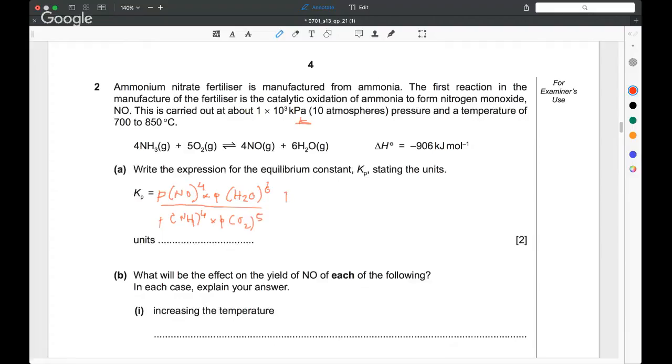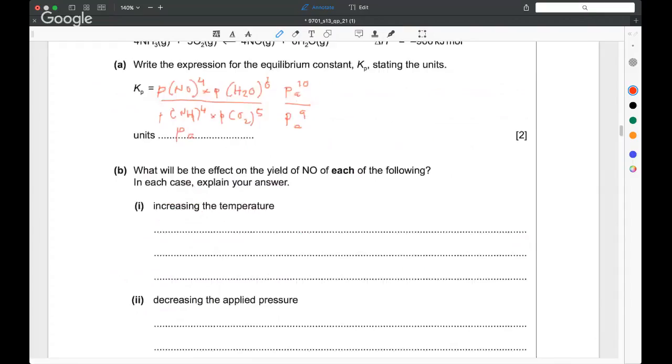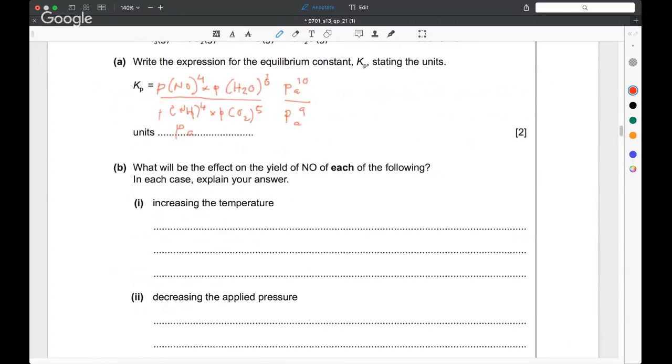So you've got pascals as your unit, and you've got pascals to the power 4 times pascals to the power 6, gives you pascals to the power 10. And in the denominator of the equation, you've got pascals to the power 4 times pascals to the power 9. So if you divide pascals to the power 10 by pascals to the power 9, you just end up with a unit for the equilibrium constant in pascals. Good.